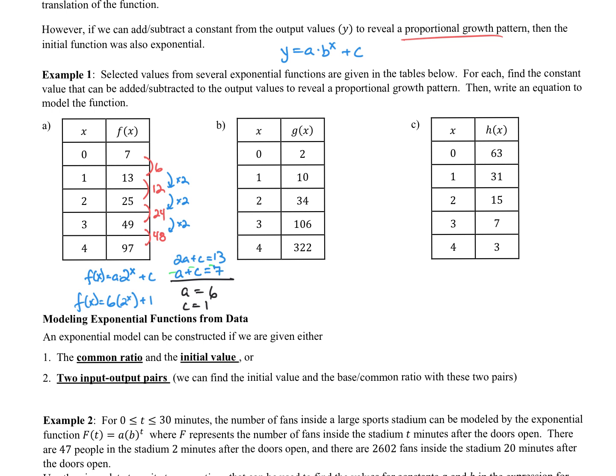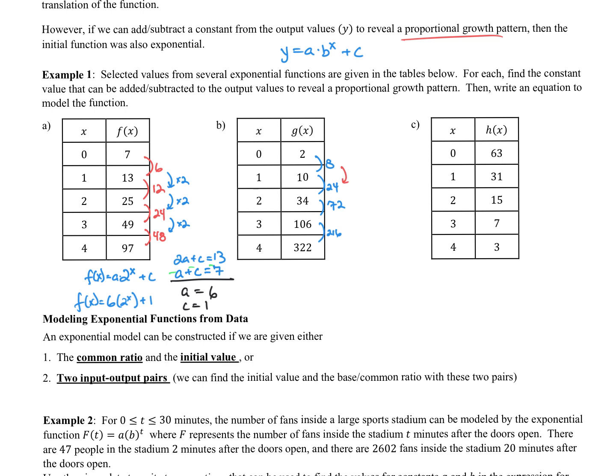All right. So again, we look at our input values. They're the same. Now let's look at our output values. How do I get from 2 to 10? 8. And then 24. And then 72. And then 216. Well, what's happening between them?